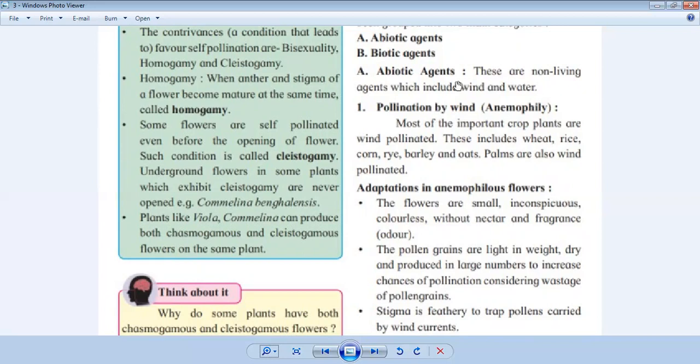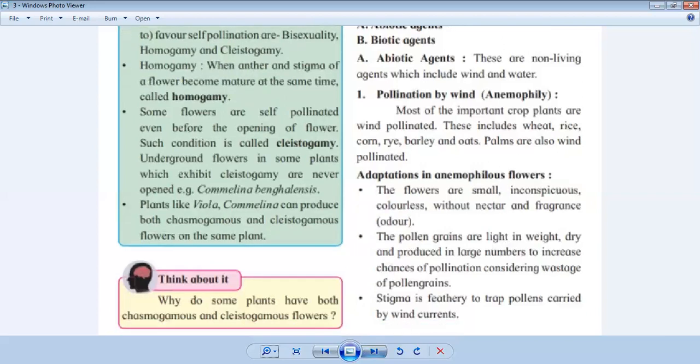Abiotic agents include non-living agents, which include the wind and water, and pollination by wind is called anemophily, and they have some adaptations. The examples of anemophily are wheat, rice, corn, rye, barley, and oats.